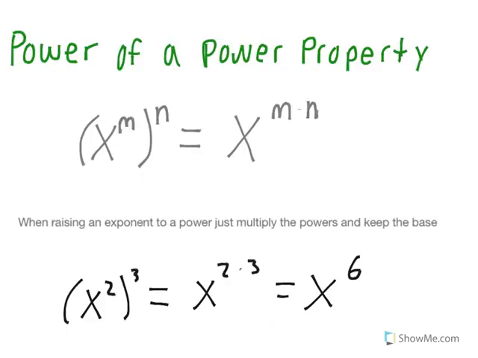The power of a power property is when you raise an exponent to another power, you multiply the 2 powers. So if I had x to the m and I raised it to the nth power, that would just equal x to the m times n. And here's an example with numbers, x to the 2nd, and then I cubed that. It would be x to the 2 times 3, and that's x to the 6.